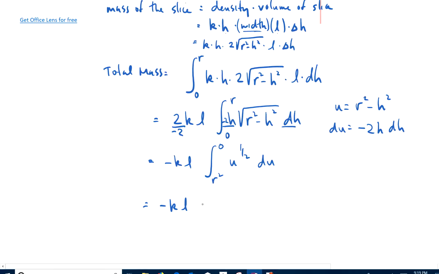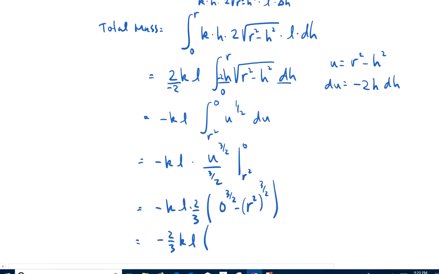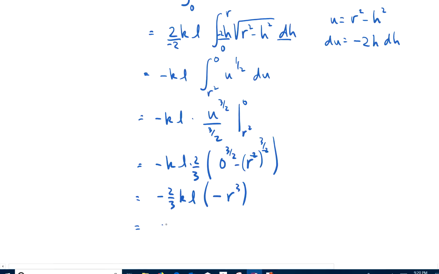Minus kL, the integral of u to the 1/2 is u to the 3/2 over 3/2, from r squared to 0, which is minus kL times 2/3 times, plugging in, 0 to the 3/2 minus r squared to the 3/2. I can factor the constant out like that. So this becomes negative 2/3 kL times 0 minus, the squared and the 2 cancel each other, minus r cubed. So I end up with 2kL r cubed over 3.